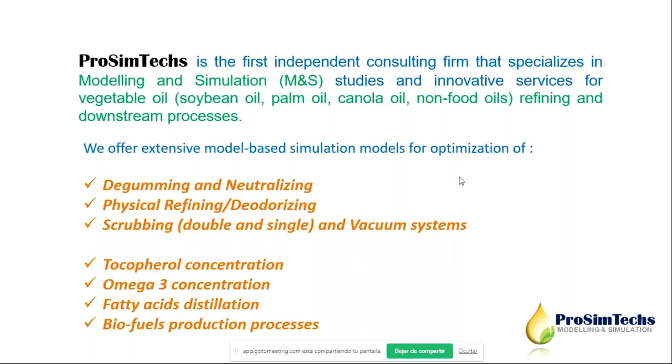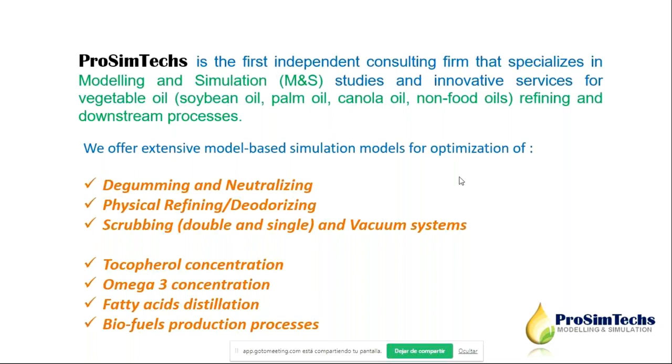And then all the results from the simulation are exported to different Excel sheets for further analysis. We are going to see how this simulation model works during the case study.